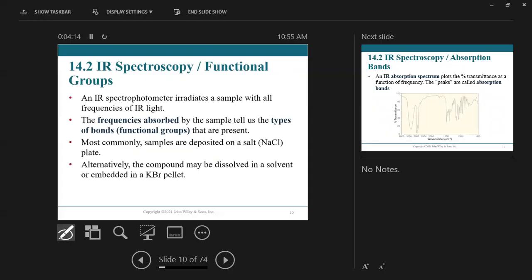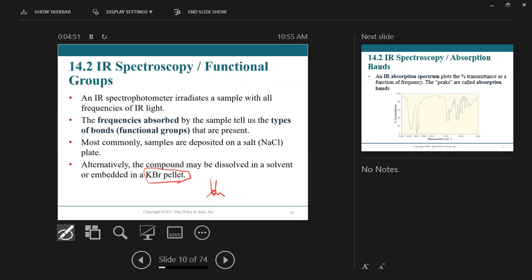There's an IR spectrophotometer. It irradiates a sample with all frequencies of IR light. The frequencies absorbed by the sample tell us the types of bonds and the functional groups that are present. It says most commonly sampled or deposited on salt. That's not true anymore. They used to make these KBr pellets, but these KBr pellets are really difficult to make. Oftentimes they'd break. In all practicality, all you have to do is put your substance on a little plate like this.